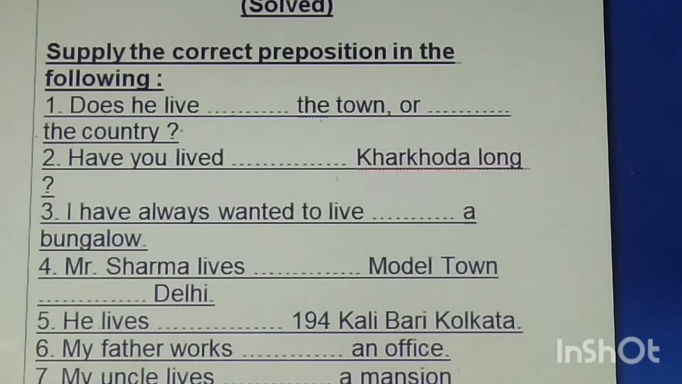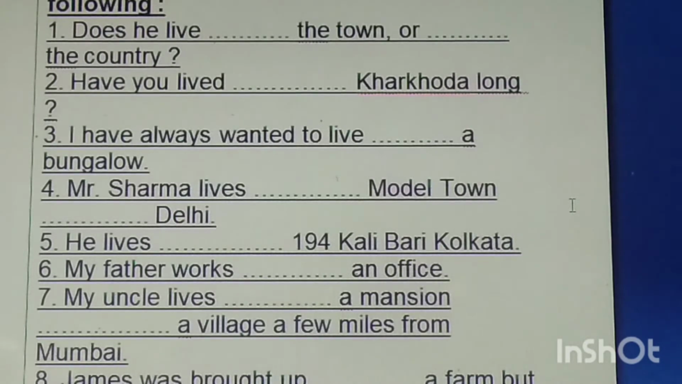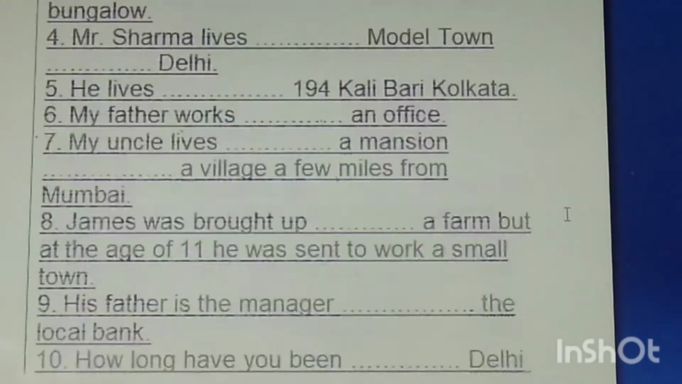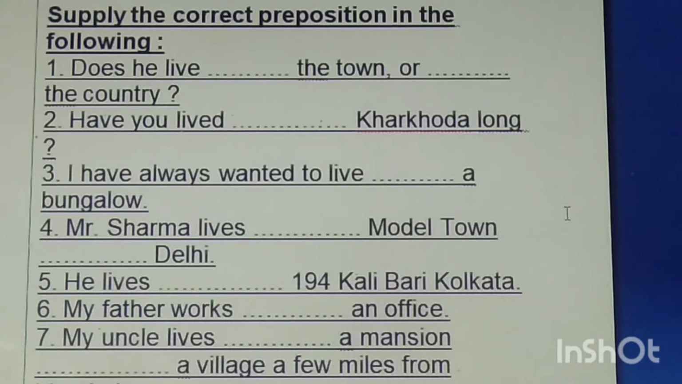Are you noting down? Please write down the answers also, filling the blanks with prepositions, children. Are you writing? Very good, children. Come on, write. Okay, very good. So, how many questions are there, children? You have 10 questions. Right, children? Have you noted down all the 10 questions, children? Very good. Come on, write down the answers now. Yes, again I'm showing you the questions. Come on, now write down the answers.